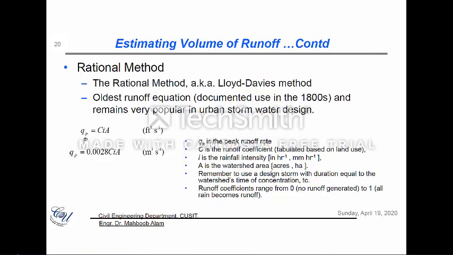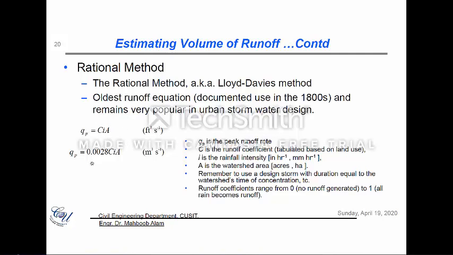The simple equation is this one, where the runoff is equal to CIA. C is the runoff coefficient. We take the value of C from the tables. I is the rainfall intensity, and as I said earlier, the unit of intensity is either millimeter per hour or inches per hour, and then the area. So these are the three things on which the runoff would depend: the runoff coefficient, intensity of rainfall, and the total area of the catchment.